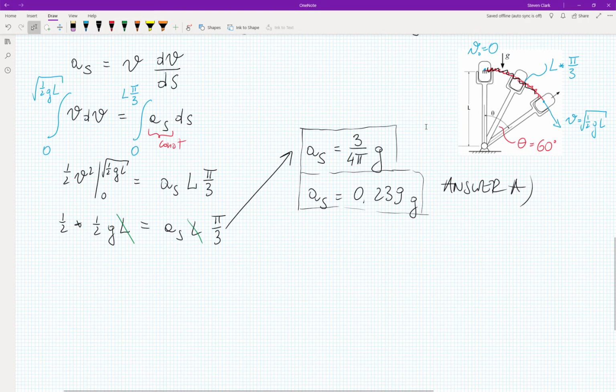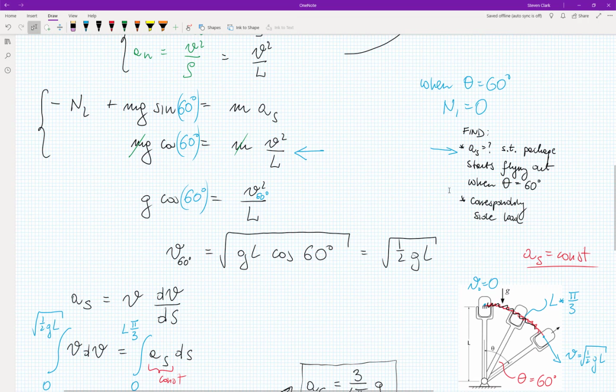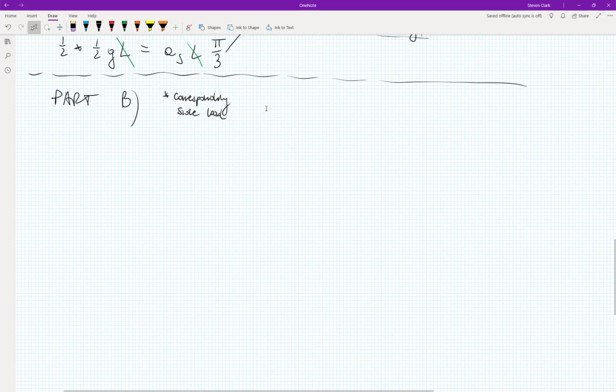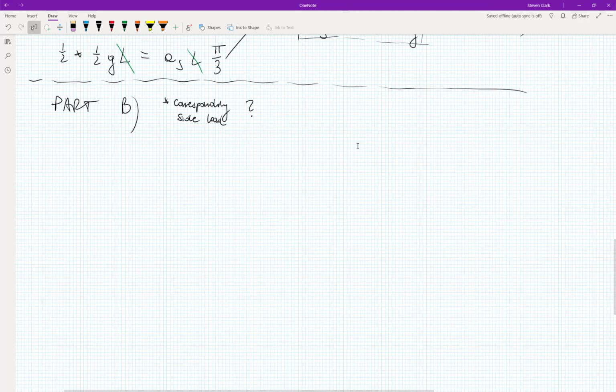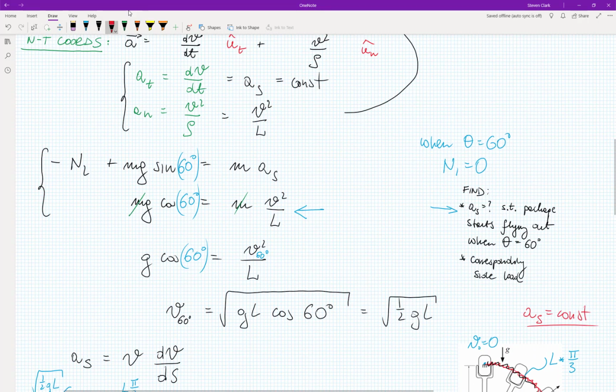Okay, so that was part A, and I think that we should still have part B. So what do they ask us to find? Corresponding side load. Okay, guys, so we ended up with 2 equations, yes? But right now we used only one of them, yes? So I think it's logical to use the other one to solve this part. Okay, can I scroll up the board and grab the other equation? Let me tell you exactly what I'm talking about. Aha, here. So we ended up with these 2 equations.